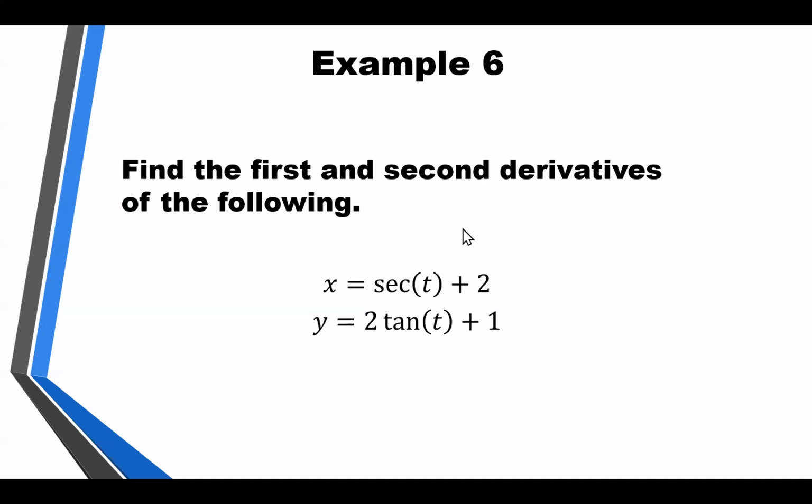Let's do this example. This is example 6, finding the first and second derivatives of x equals secant of t plus 2, y equals 2 times tangent of t plus 1. In the previous video where we looked at parametric equations, we know this is going to give us a hyperbola of some sort. So this is finding the first and second derivatives of some given hyperbola.